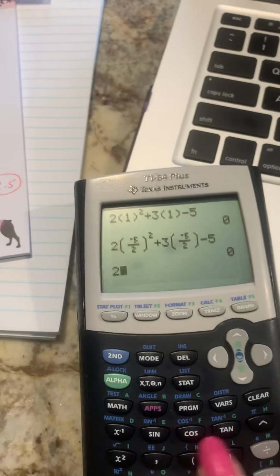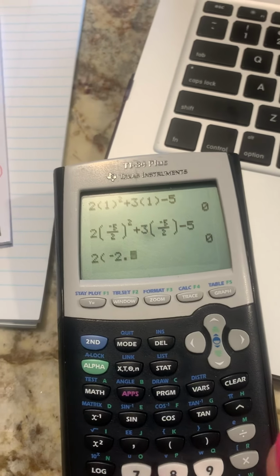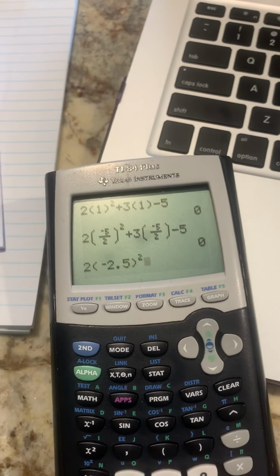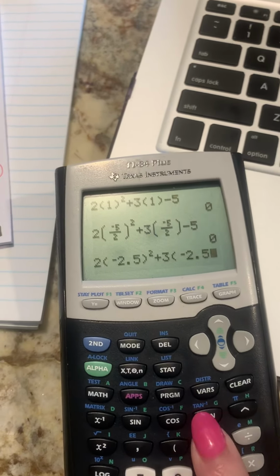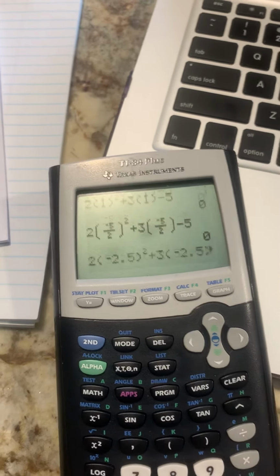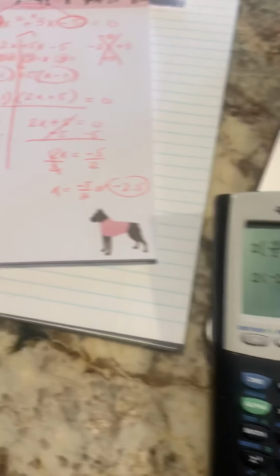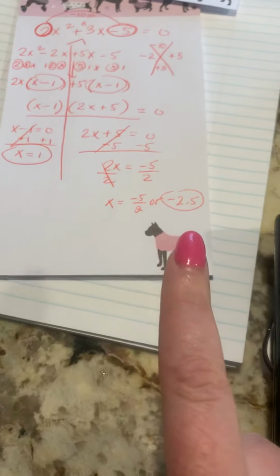Again, just to show you that the decimal will also work, I will substitute the decimal in for x, but you don't have to do both. You can do either the decimal or the fraction. They're equivalent, and you get 0 either way. So you know that these are the two correct solutions.